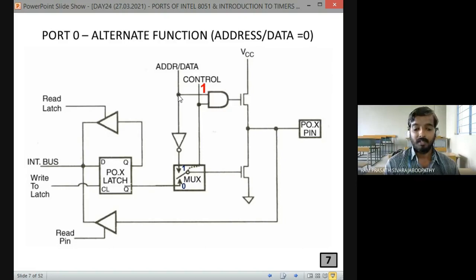Fine. Now we are considering that we are having an address or data, whatever it may be. Fine. So it is going to be 0. Assume the address is 0. What about the output of the AND gate now? Yes, very good, 0. So what about the condition of the field effect transistor? What will be the condition of the upper FET? Yes, off. So it is going to be an open circuit.